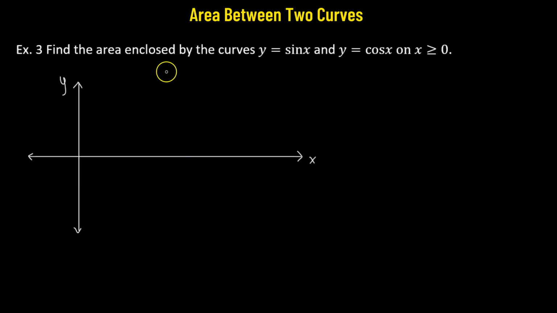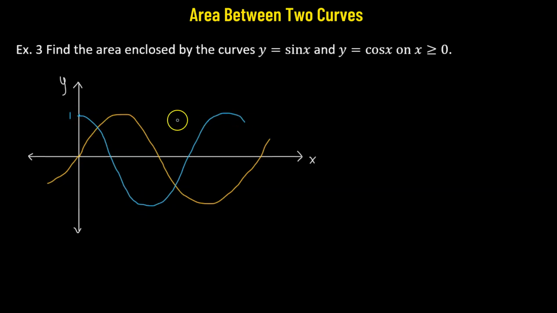Here we have to obtain the area enclosed by these two curves, the sine x function and the cosine x function, on x greater than or equal to 0. We'll first sketch the graph of y equals sine x. The shape of this graph will be sinusoidal in nature. And then we consider the graph of y equals cosine x, which will start from a value of 1 at the origin. So this will be of this particular shape.